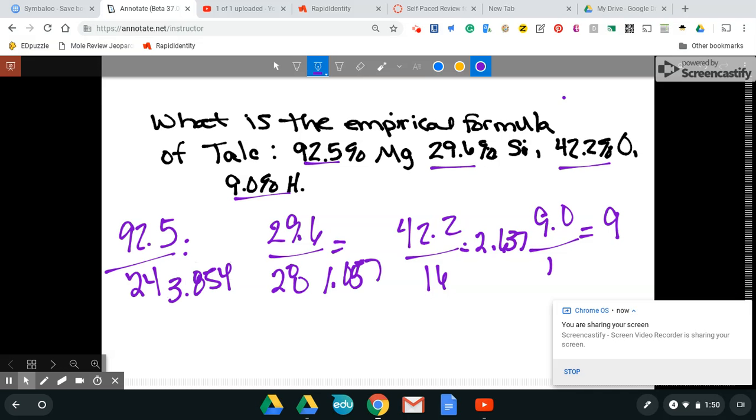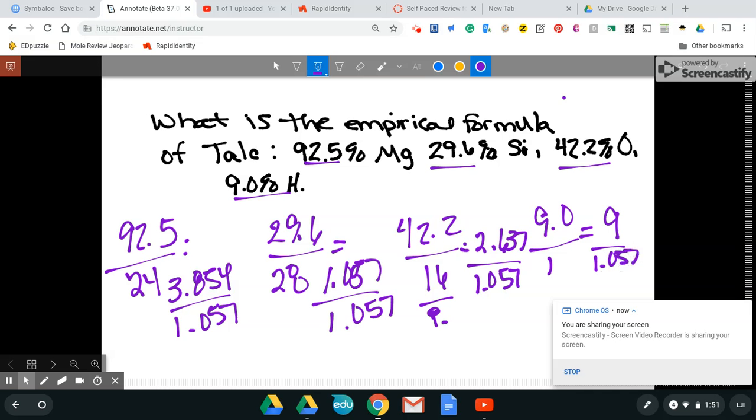3.854. So you find the smallest decimal, which happens to be silicon, and you divide everything by that number. Okay? All right, so 9 divided by 1.057 is going to give me 8.5, so we're going to round that up to 9. Okay? 2.637 divided by 1.05 gives me 2.5. We're going to round that up to 3.